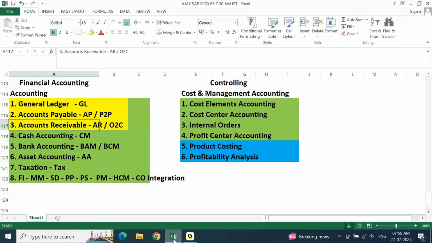So these points you try to remember, whatever we discussed now. In tomorrow's session or in the next session, what we will do is we will elaborate each and every point. What is GL, what is AP, what is AR, what is there inside each, what exactly you have to do on these areas. We will understand in detail from the next session onwards.